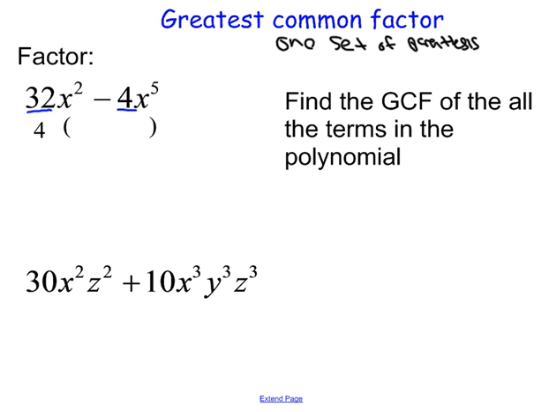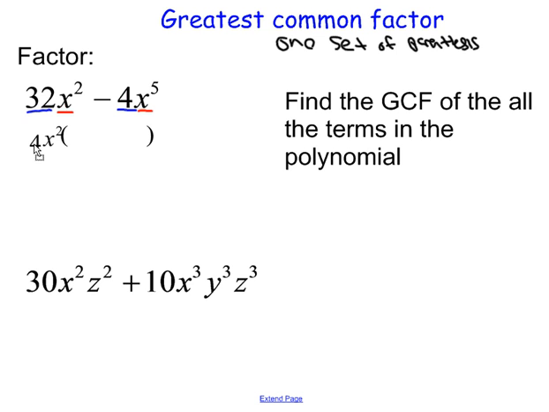What's the greatest common factor of x squared and x to the 5th? That is x squared. As a rule of thumb, whenever you're factoring out variables with exponents, the greatest common factor is the variable with the lowest exponent. In this case, it was x squared, so that's the greatest common factor of x squared and x to the 5th.